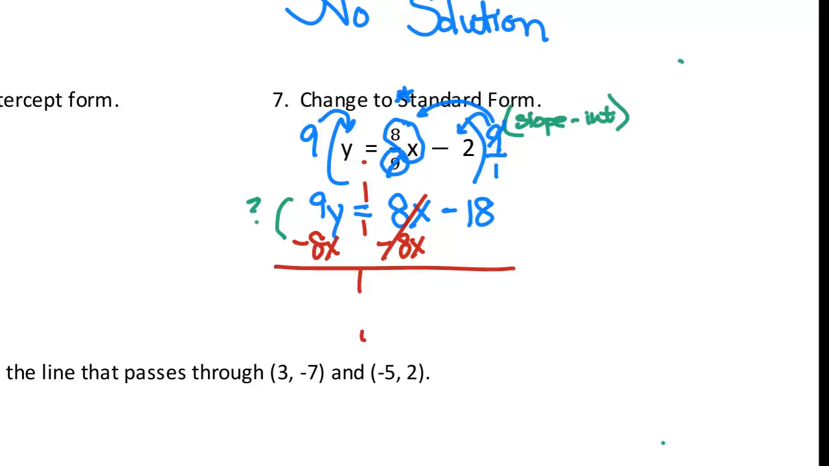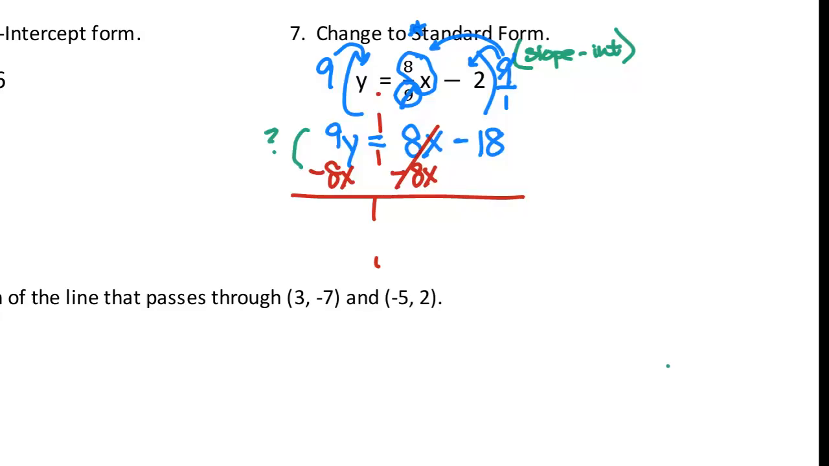Can I combine these two? No, that's an x term and a y term. I want the x term to be first. Remember, x comes before y in the alphabet, so that is negative 8x. That is a positive 9y equals negative 18. Yes, ax plus by equals c. So we're good, right? No, you cannot have a negative value there. Remember, that has to be positive. So what should I do?